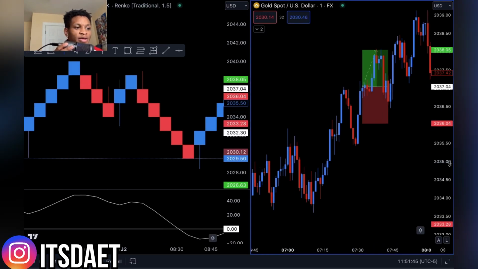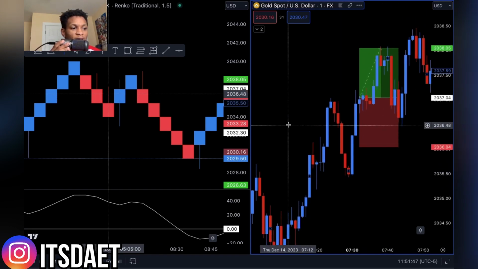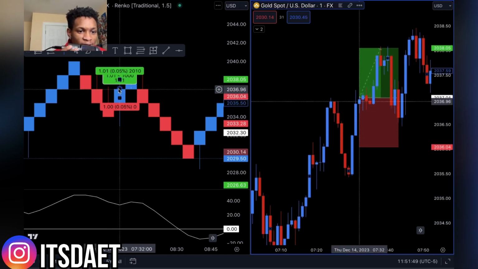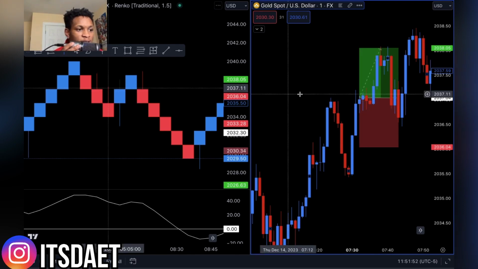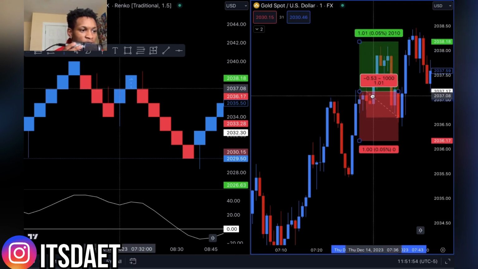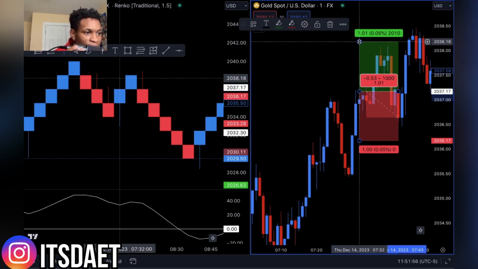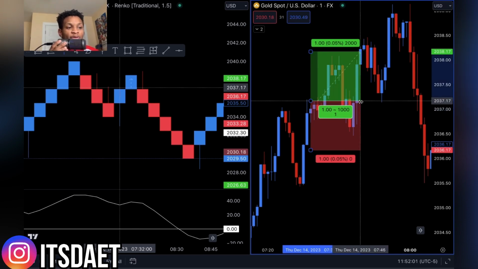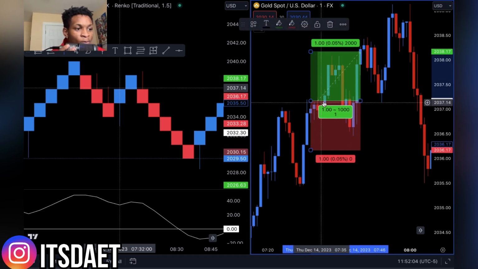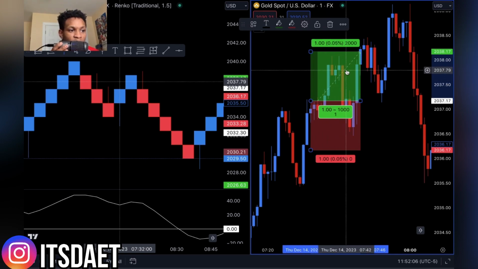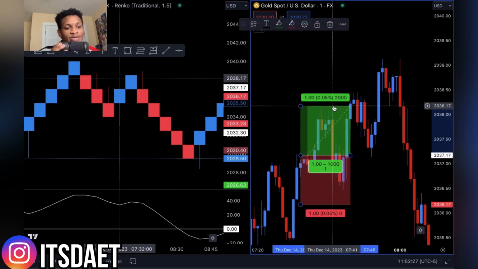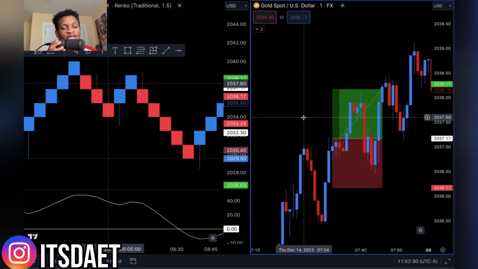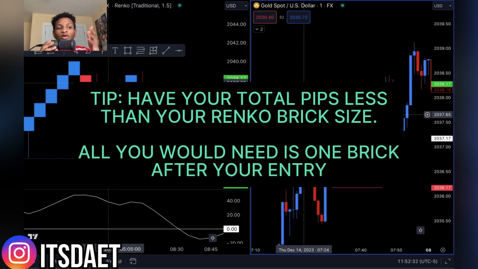So even within this little movement right here, my entry would have been up here. You could take spread into account, move it up a little bit more if you want to. 10 pips literally was hit, depending on your brokers too, because that's another thing I'm going to talk about. But 10 pips was literally hit up here. So catching 10 pips with a 15 pip Renko block, I think it's kind of smart to have your total gain, however many pips you want to catch, be less than the actual brick size.